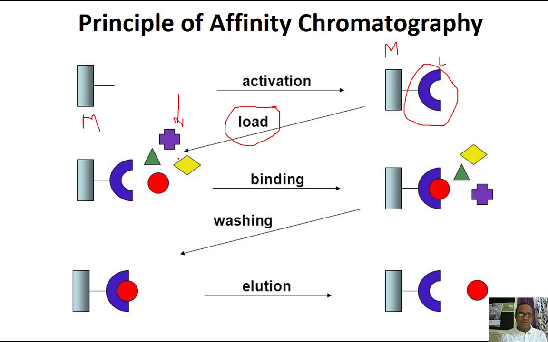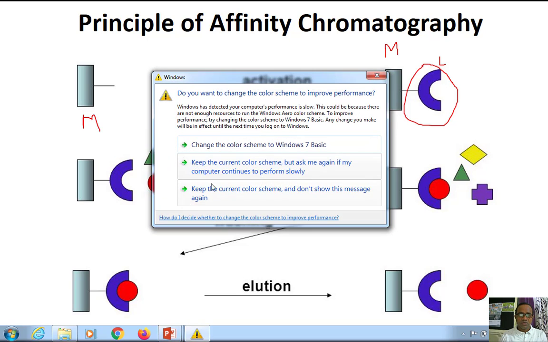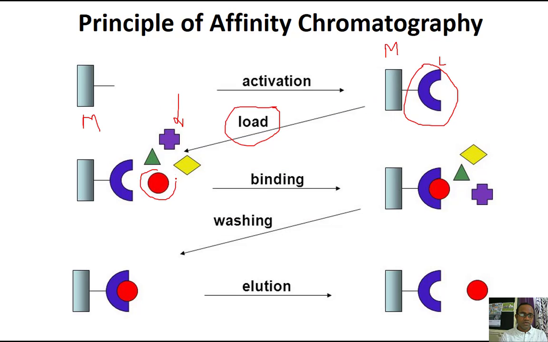When we add these different molecules onto the column where the matrix is attached with the ligand, only the particular sample molecules that have specificity towards the ligand will attach to it. That means of different structures, only the one that has a similar structure to the ligand will bind. Here you can see this. The rest of the unbound molecules will be removed out of the column.